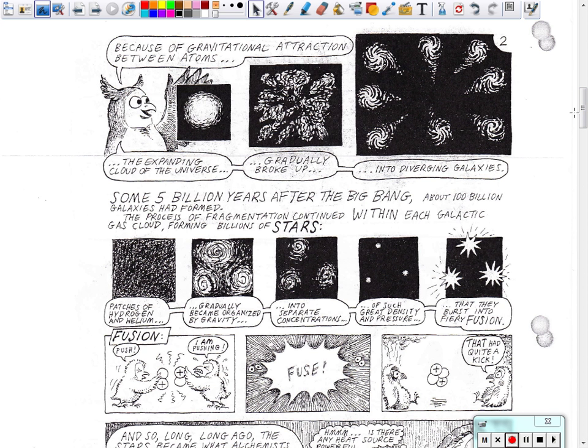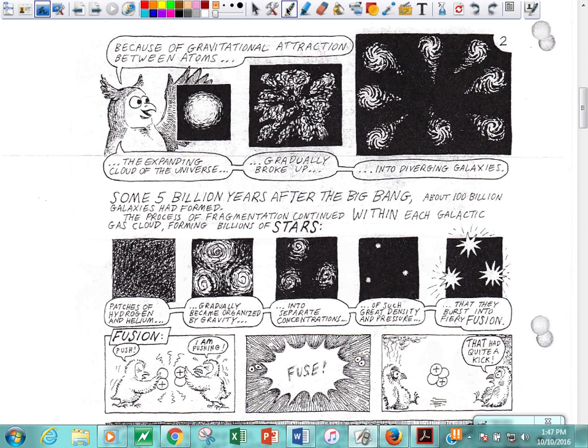Okay, the top of the next page. It says because of gravitational attraction between atoms. Now let's stop there for a second. Gravitational attraction. Do you guys know how gravity works?